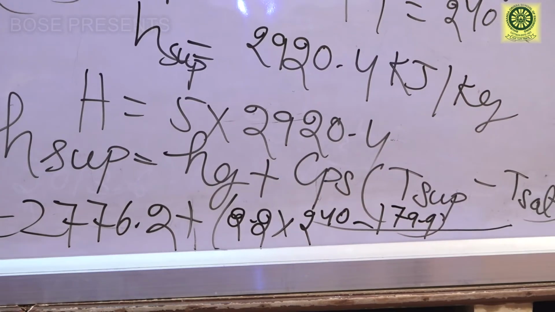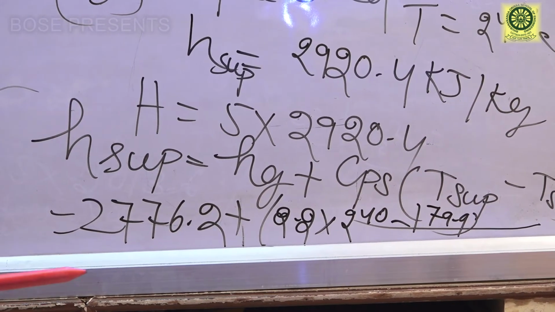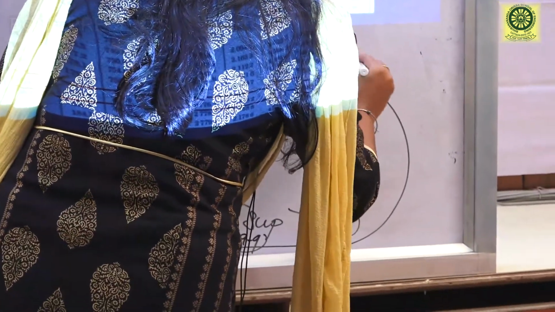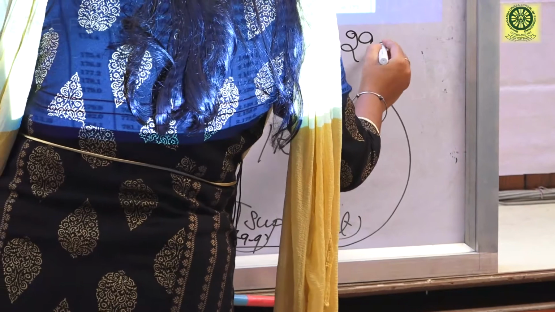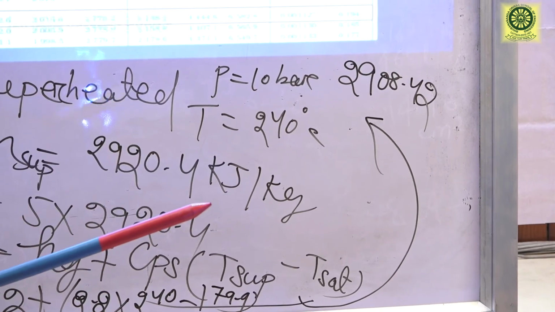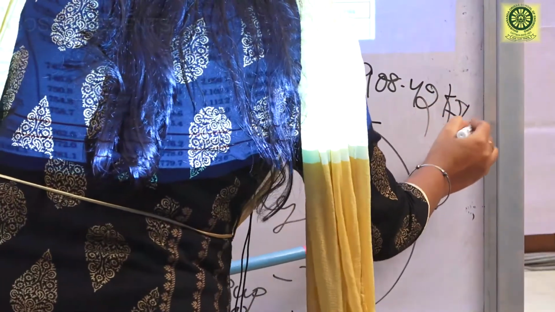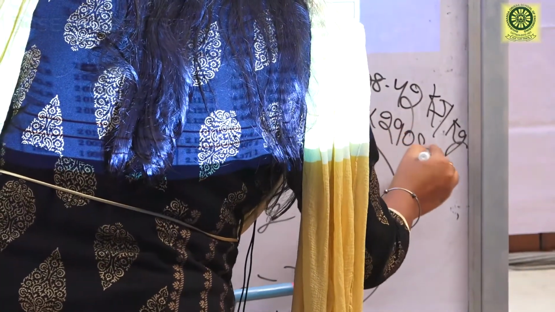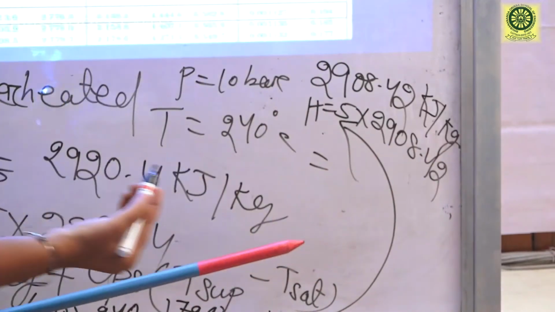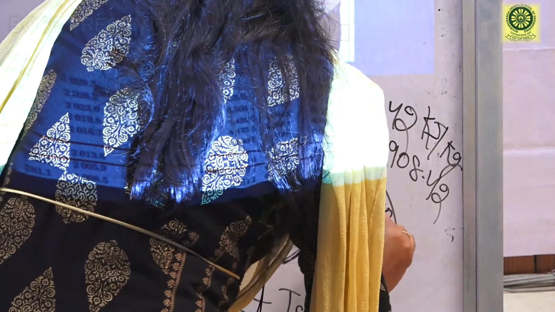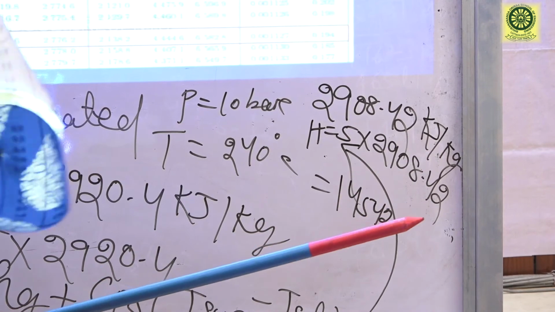Okay. So calculate these things and you are going to get 2908.42. So here I am just writing it down: 2908.42. But this is for 1 kg. For 5 kg steam, you have to multiply 5 into 2908.42, and you are going to get the answer 14542.1.